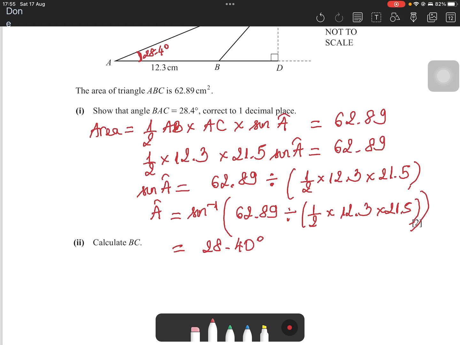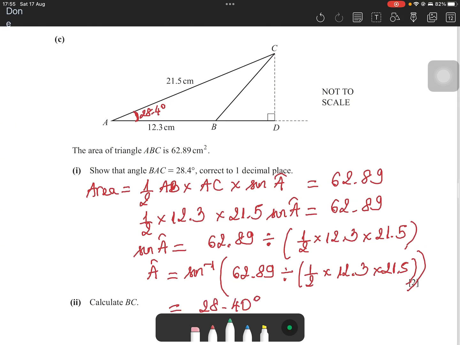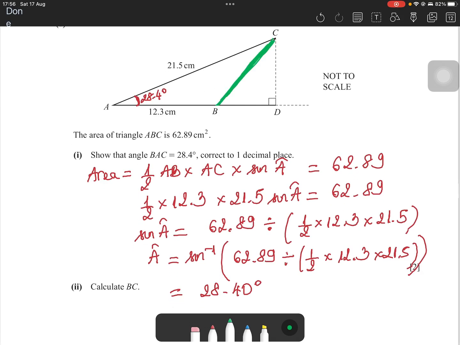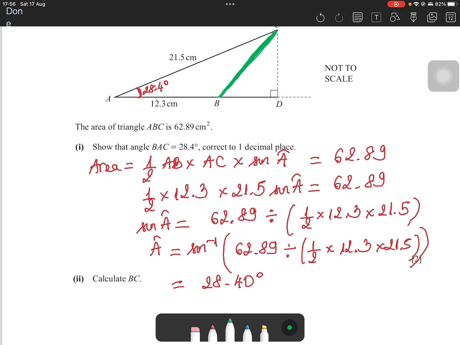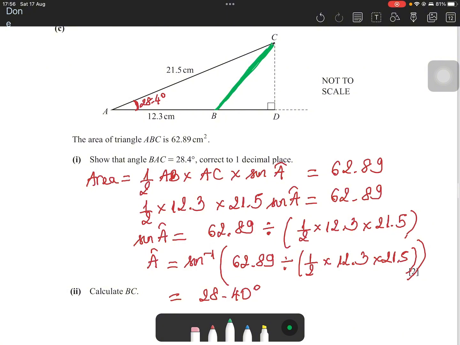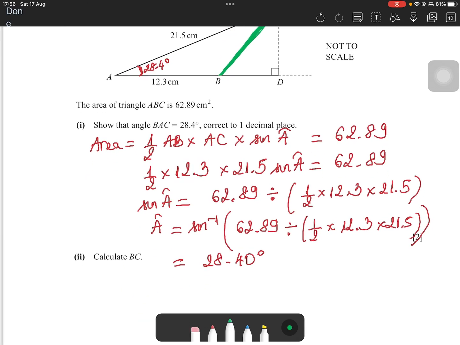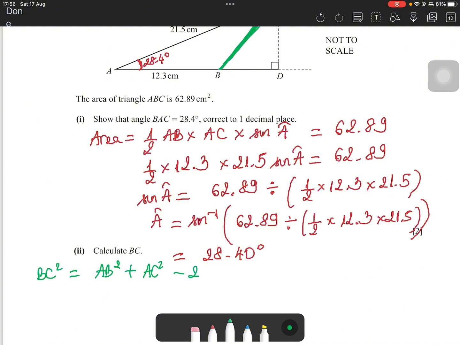Second question, calculate BC. Now we want to find the length of BC. We can use the cos rule for the triangle ABC. BC squared is equal to AB squared plus AC squared minus 2 times AB times AC times cos A.